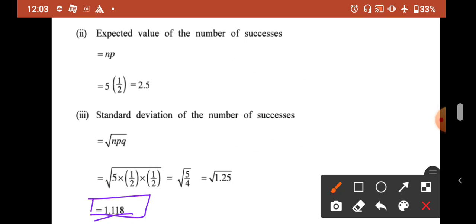Is that clear? So hopefully it is clear to you. जब तक आप प्रैक्टिस नहीं करोगे ना, तब तक कुछ समझ में आने वाला नहीं है. So that's it. That's all for today.